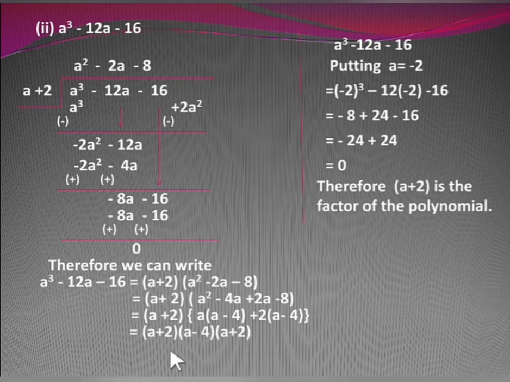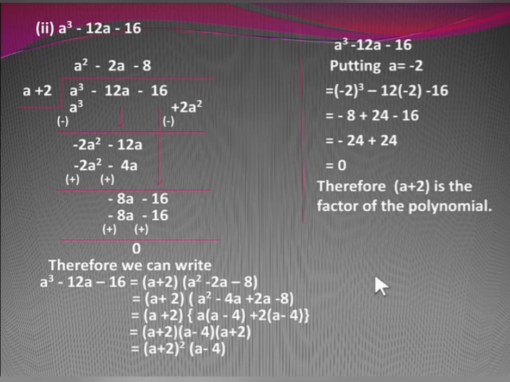This is equal to a plus 2 remains the same. We have to write a minus 4 once and a plus 2. So here you see that a plus 2 appears 2 times. So we can write a plus 2 whole square into a minus 4. So these are the factors of the given expression. So in this way we can solve a cubic expression.